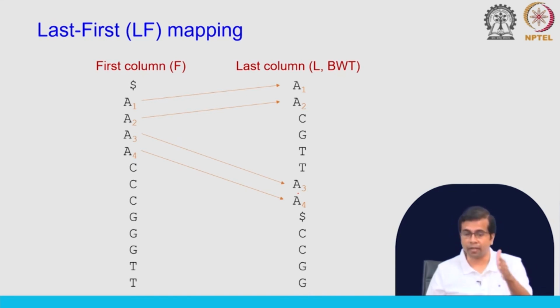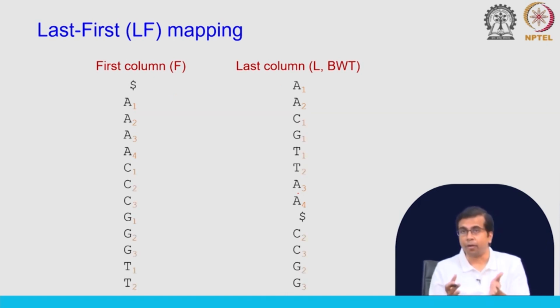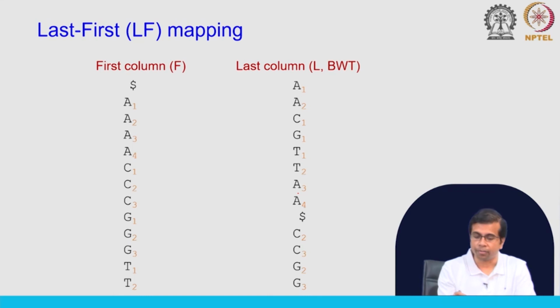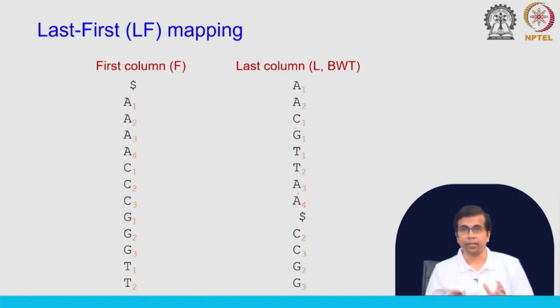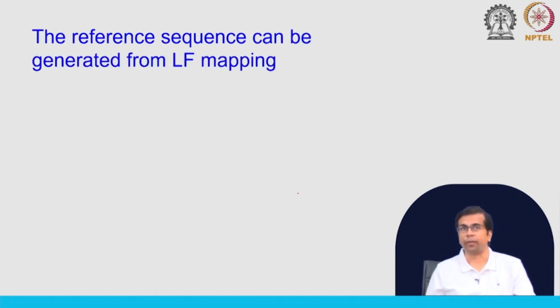This order of appearance of these letters remains the same in the first column as well as in the last column. And we can now extend this to all bases, and we can number these occurrences of C, G and T by these subscripts C1, C2, C3, G1, G2, G3 and T1, T2, and they will again correspond to the order of occurrence in the last column. Okay. So, this is the last first mapping. This is the property that is very helpful for read mapping. We will see how we can utilize this information to do read mapping.